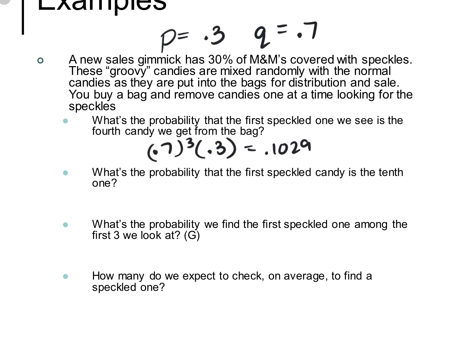Very similarly, what is the probability that the first speckled candy is the 10th one? So how many failures do I have before my first success? 9. So 0.7 to the 9th times 0.3 is 0.0121.